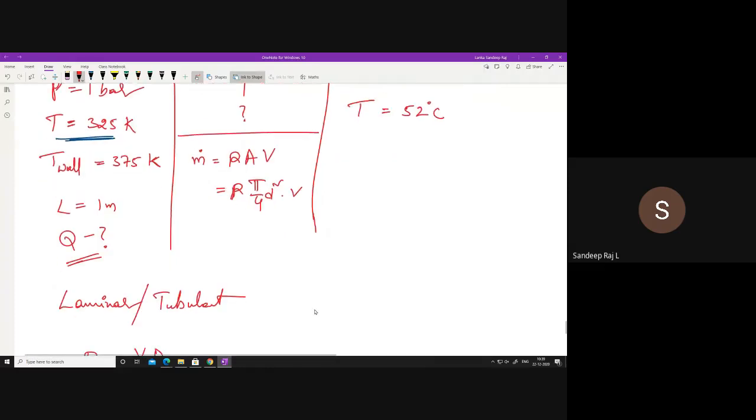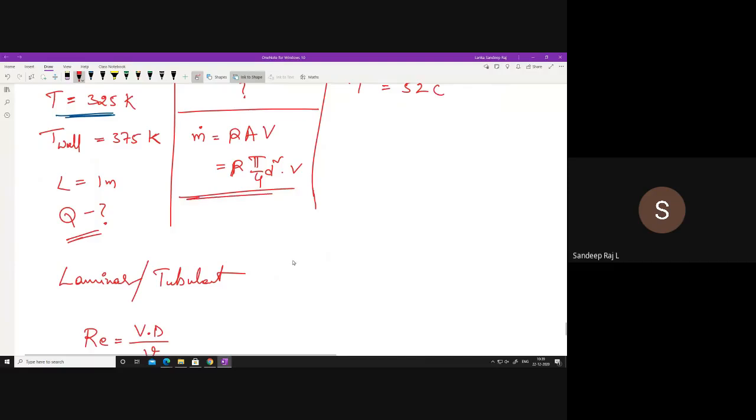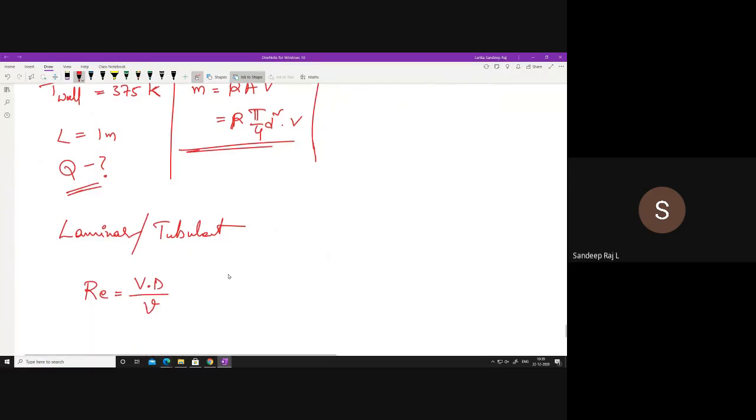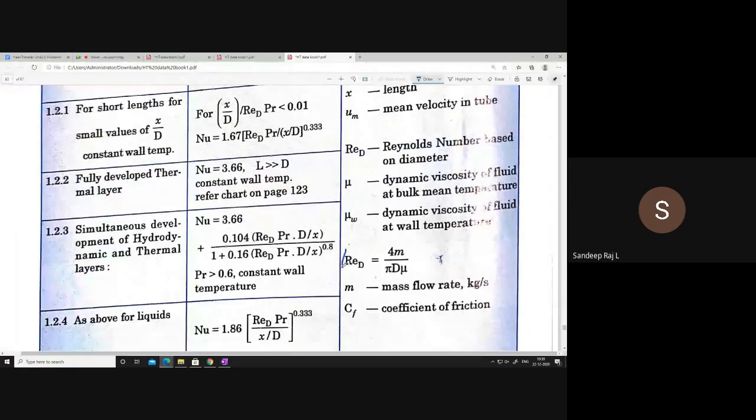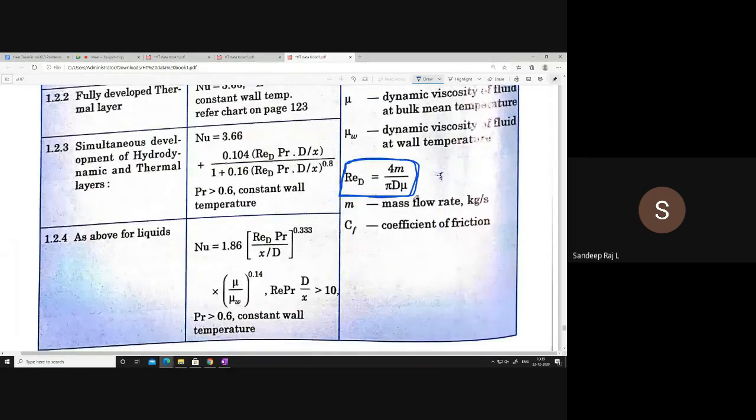See, the simple thing to do here is, anyways, you can do this way also. But what I tell you is, there is a formula called 4m dot by pi d mu. This formula is also there for the Reynolds number. You better remember this formula. I think it should be given here. Yeah, it is there in your data book, on the first page, that is page number 132. Towards the right bottom, you will have this 4m dot by pi d mu formula also. But this m is taken in kg per second. That should be taken care of.